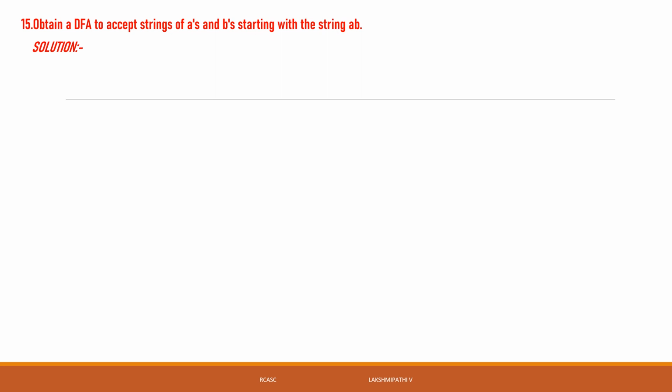Obtain a DFA to accept the strings of A's and B's that start with AB. Until now, we learned only strings that end with AB, or that do not end with ABB. These are the things we learned. Now we can go for "start with". Here, obtain a DFA to accept the strings of A's and B's that start with AB.